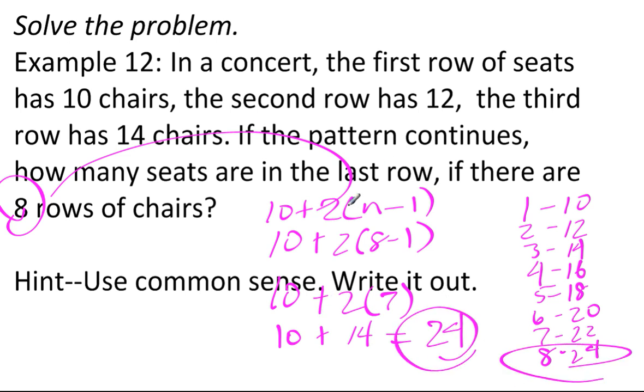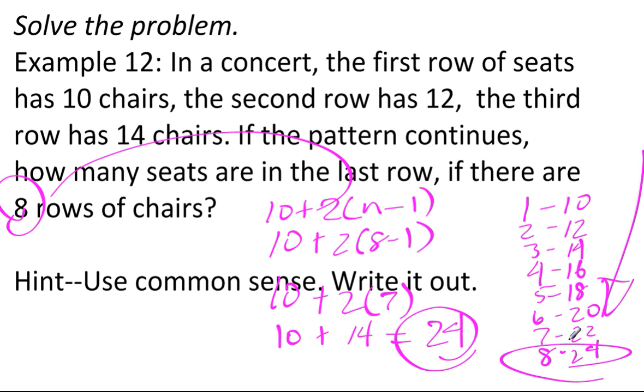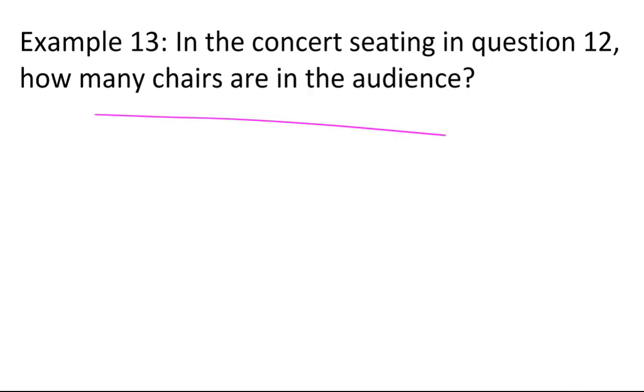So it doesn't matter whether you use the pattern or you work it out. If it was going past 8 rows, if we're talking about 100 rows, I'm definitely going formula. But if you don't get what's going on and you want to just work them out, go for it that way. How many chairs are in the audience? I'm going to trust that you can add these numbers, because I don't feel like it.